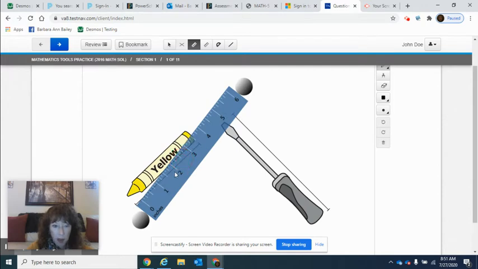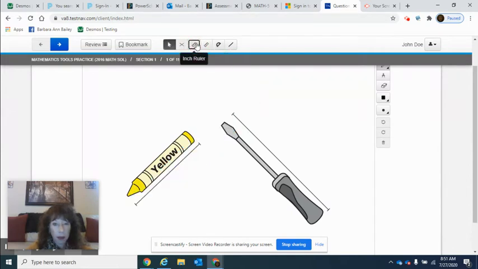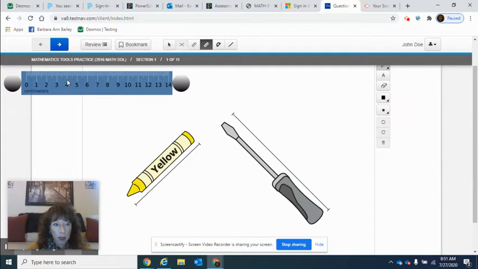Often another common mistake, kids will line it up not at the 0, but at the end of the ruler. So it's important to show them, they know that it's got to be lined up at the 0 mark. So just having them practice with that. Here's the centimeter ruler.